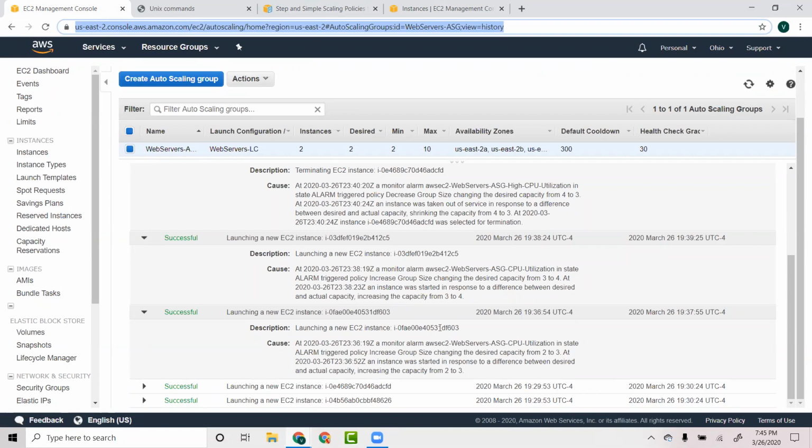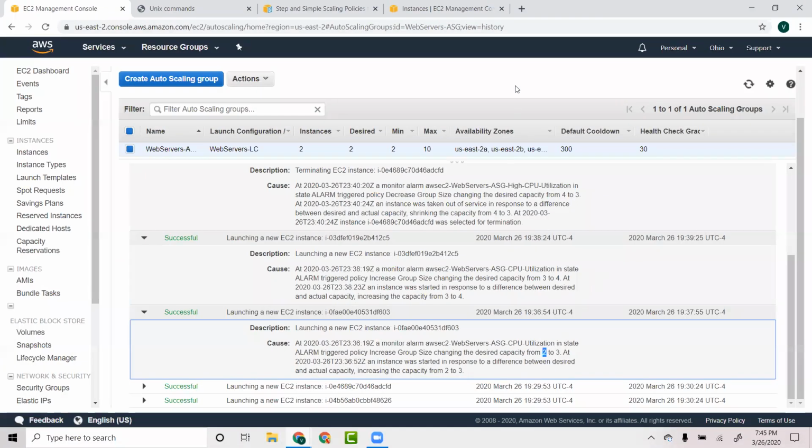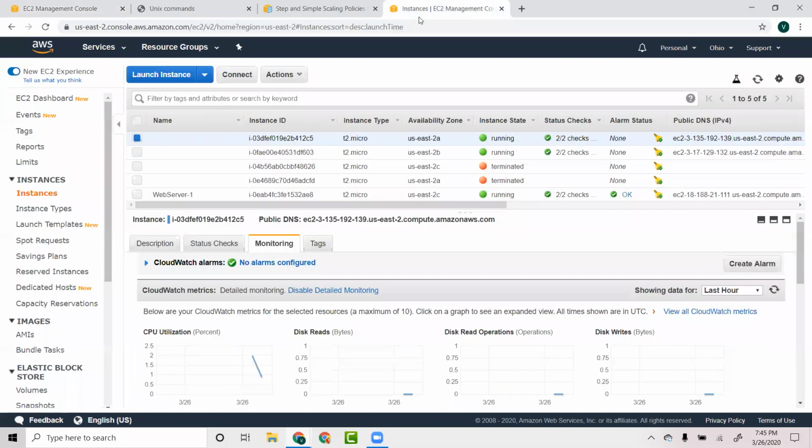Sorry, the instance is DF603. CPU utilization in state alarm triggered policy, increase group size, changing the desired capacity from 2 to 3. To start with we had 2 instances, but it realized that one of the 2 instances cranked up the CPU, and CPU went above 80%, and then it triggered an alarm, and that alarm triggered on this particular instance, DF603.